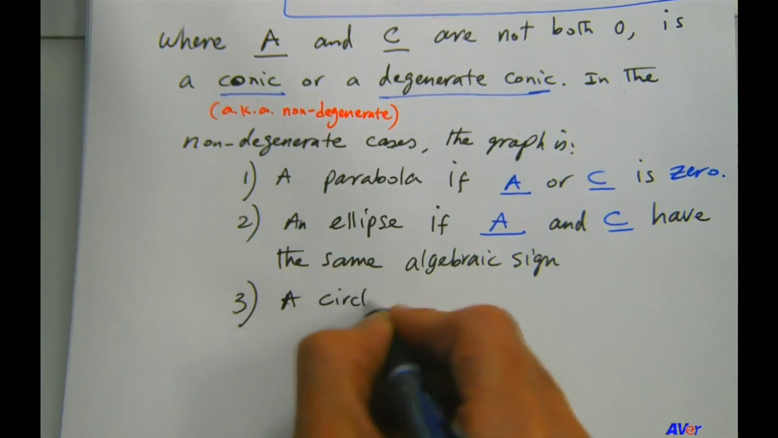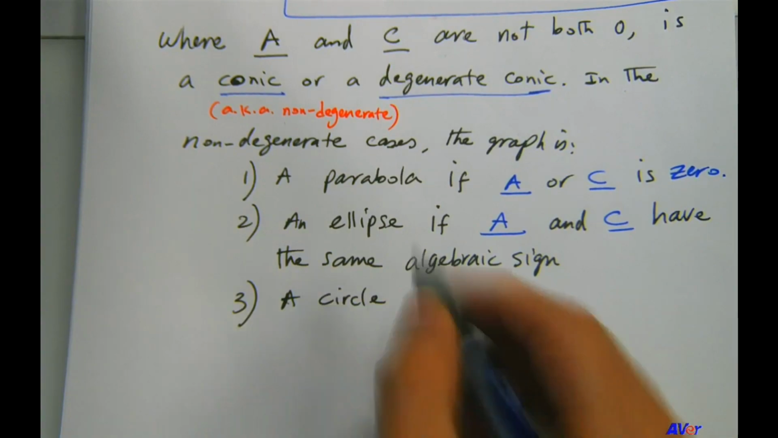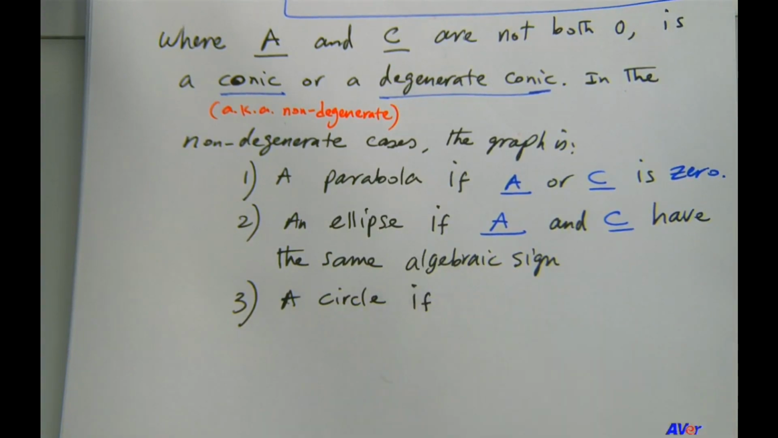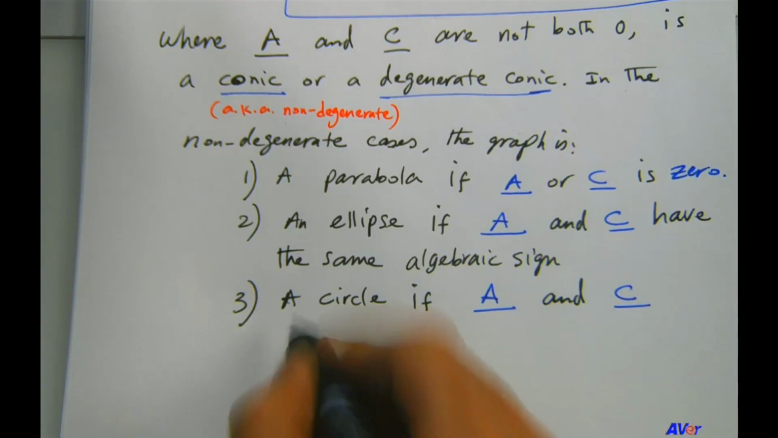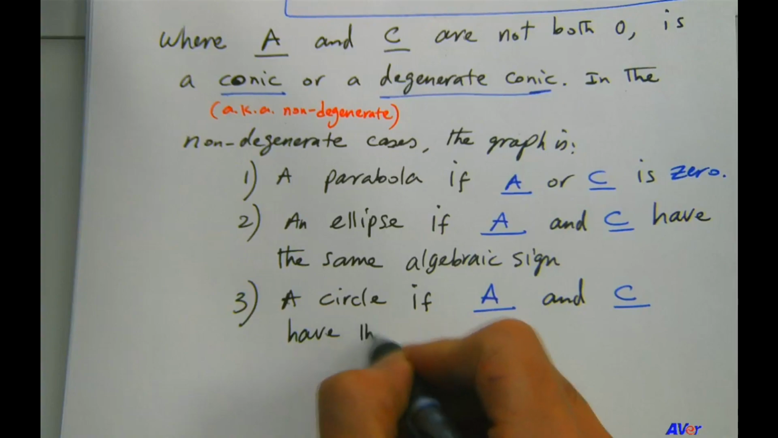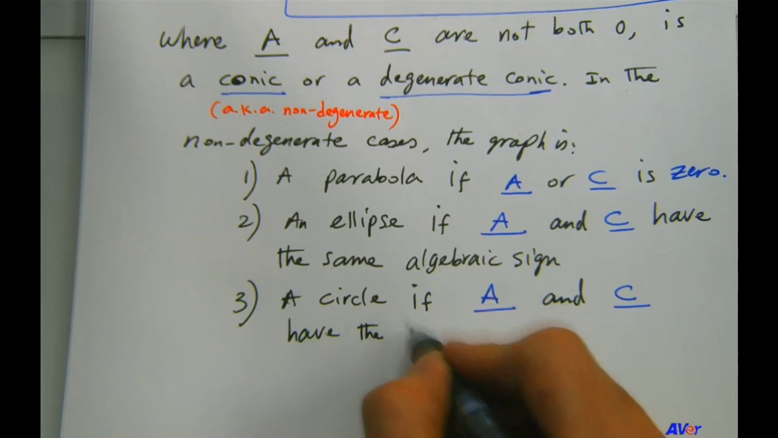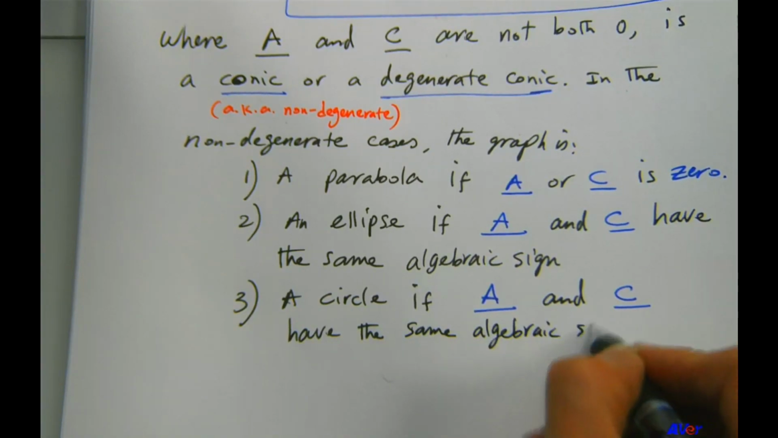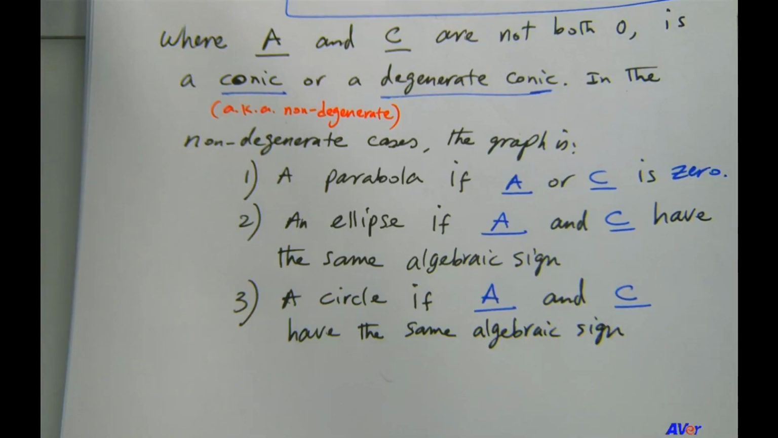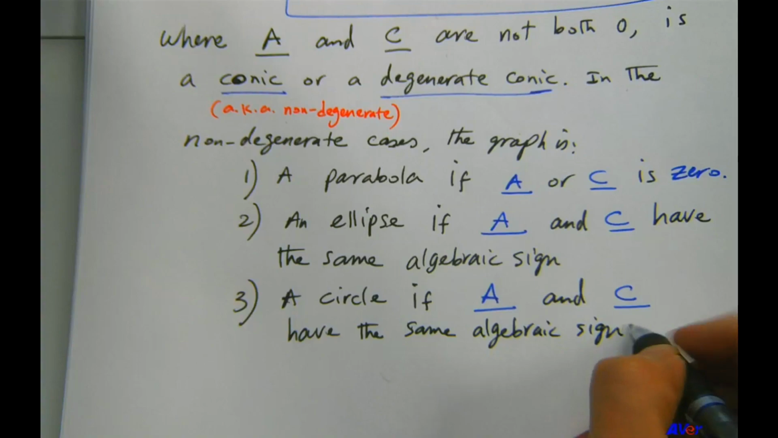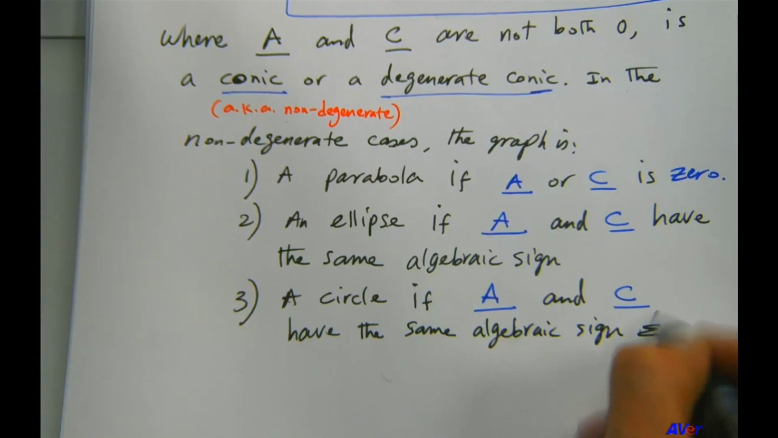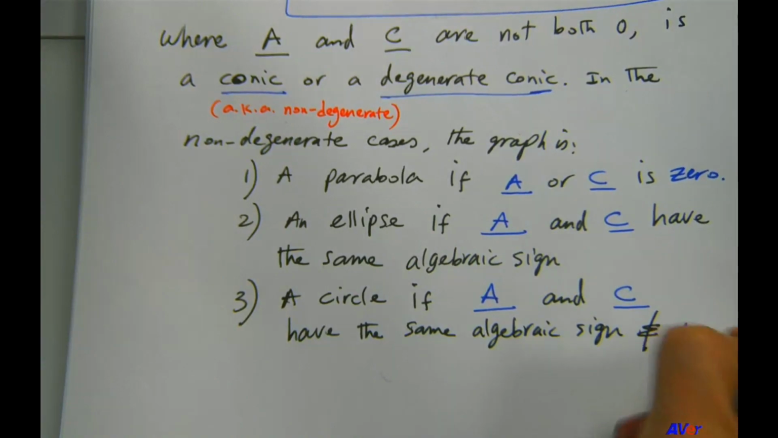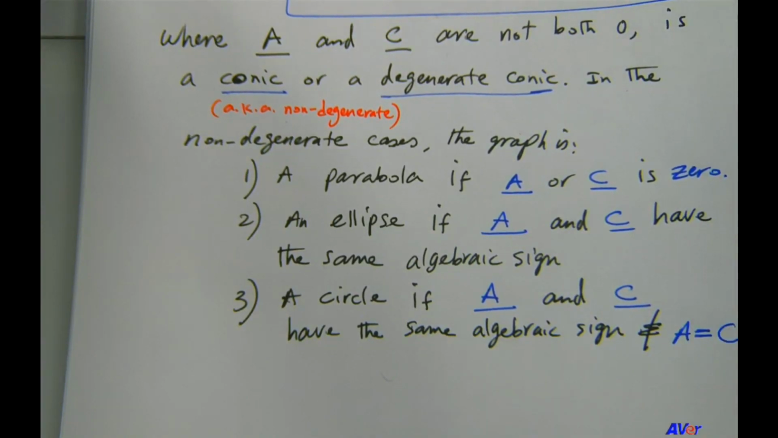A circle if A and C have the same algebraic sign and A equals C. Okay.